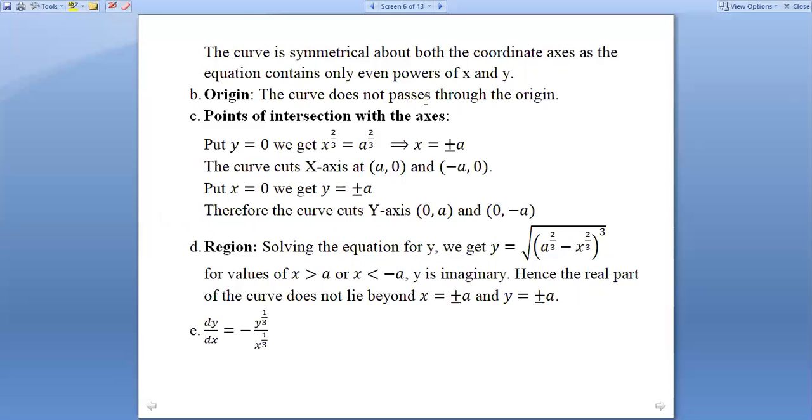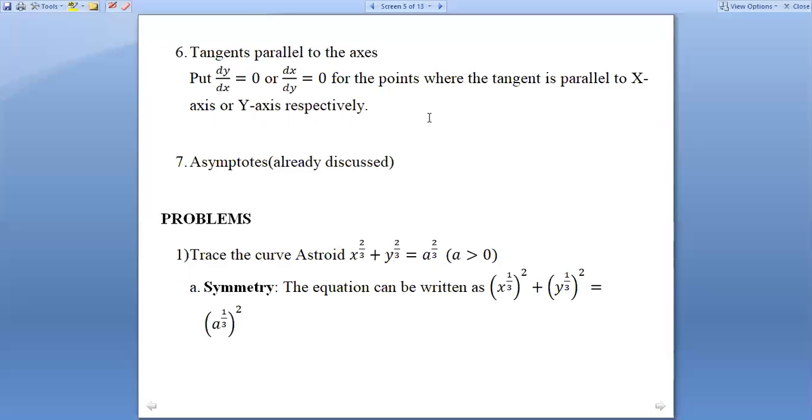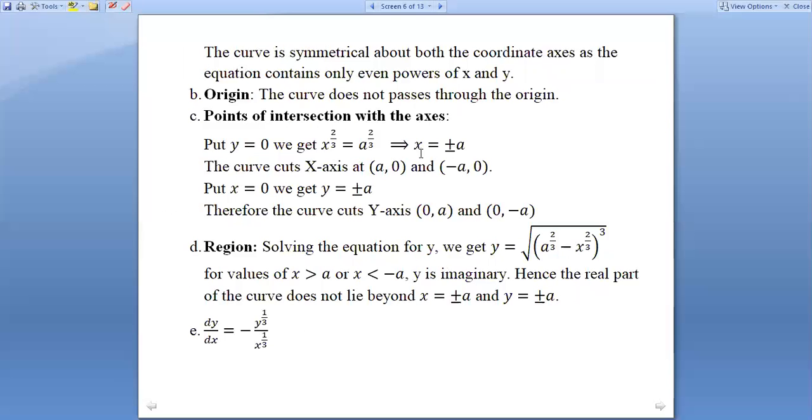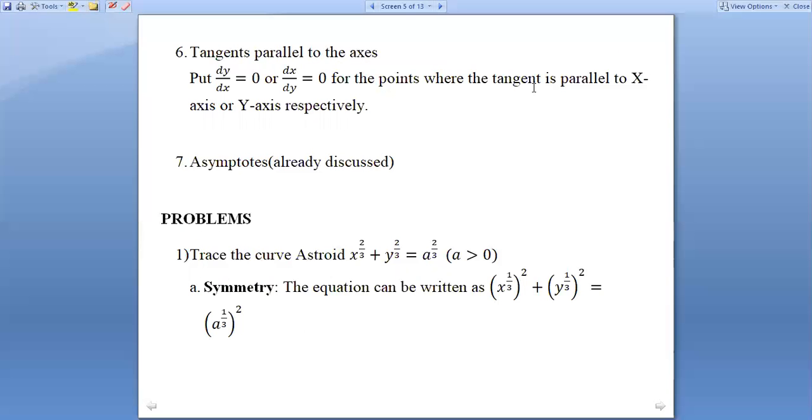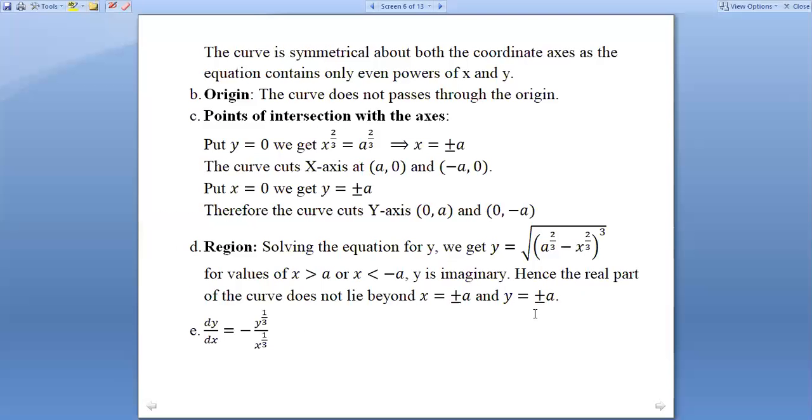Now the curve is symmetrical about both the coordinate axes, as the equation contains only even powers of x and y. And also when you interchange x and y, the equation remains the same. So it is symmetrical about the line y is equal to x also. So the curve is symmetrical about both the coordinate axes, as the equation contains only even powers of x and y.